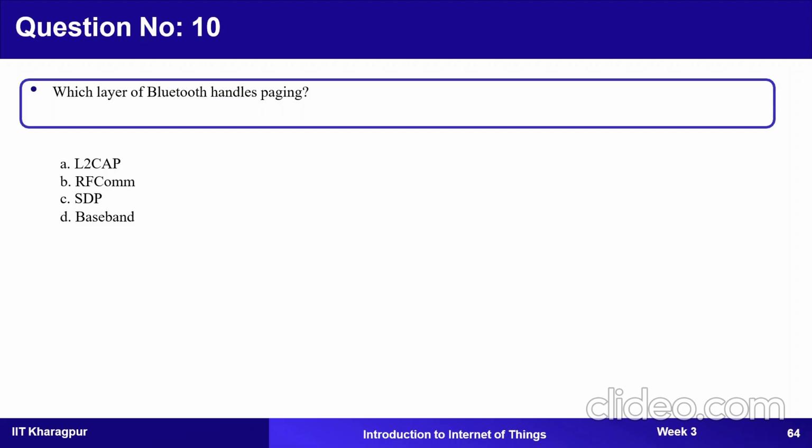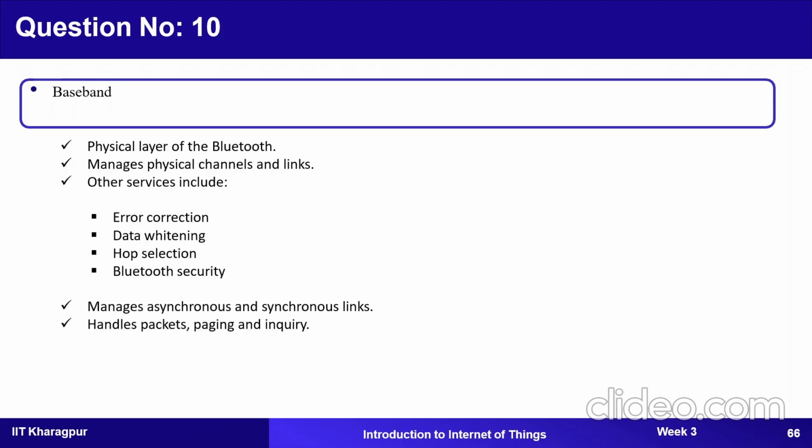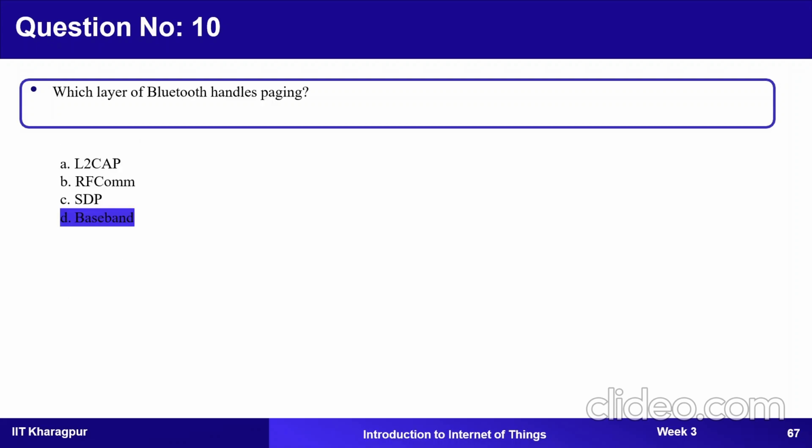Now paging, what does this paging mean? This is the process of forming a connection between two Bluetooth devices. Now these are the features of your baseband layer. It is the physical layer of Bluetooth. It manages physical channels and links. The other services provided by baseband layer are error correction, data whitening, hop selection, Bluetooth security. It manages asynchronous and synchronous links. It handles packets, paging and inquiry. So the correct option is baseband.